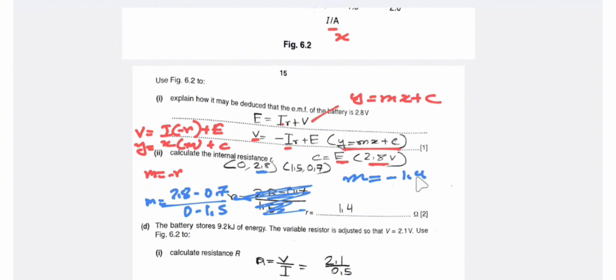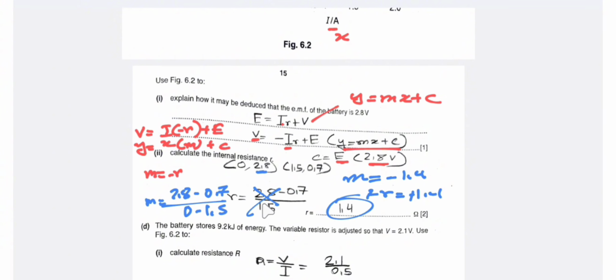So M is equal to negative 1.4, and we know that M is equal to negative R. So negative R is equal to negative 1.4. The negatives cancel, and we get the value of R as 1.4 ohm. So we have calculated the internal resistance.